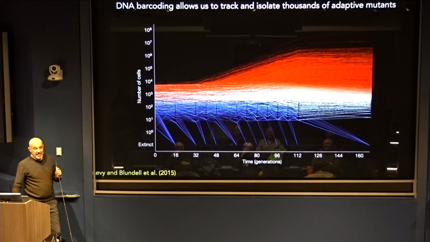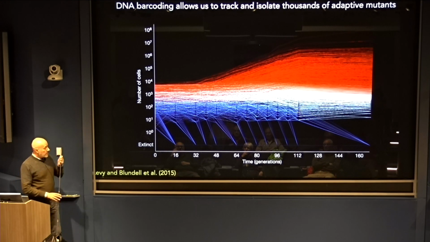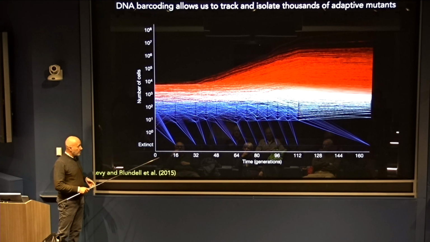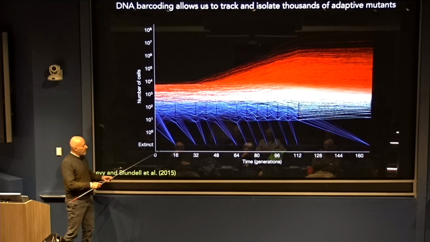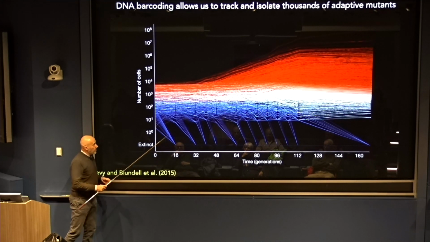So this is the data we got. I just really love this slide, one of my favorites. What's shown here is the data on the frequency trajectories of these individual barcodes. This is time in generations. Every transfer is about 8 generations, so for every 48 hours, we have 8 generations. So 1, 2, 3, 4, and so forth.